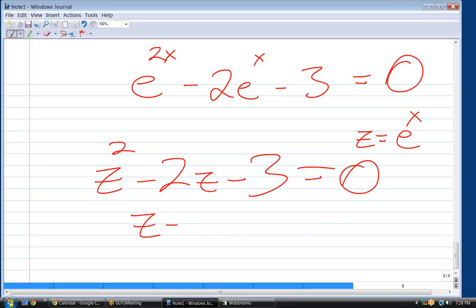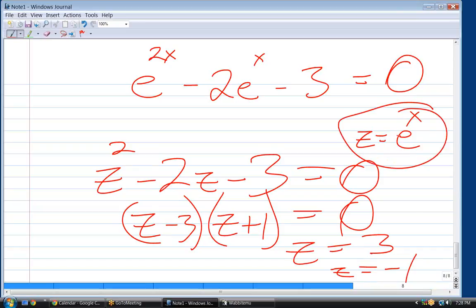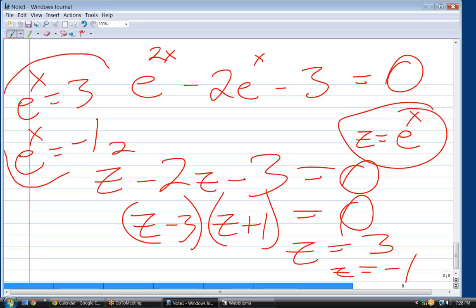Factor it to z minus 3 times z plus 1 equals 0, and I have z equals either 3 or z equals minus 1. Now I go back up, resubstitute, so I've got two equations to solve, either e to the x equals 3 or e to the x equals minus 1. Those are the two equations to solve. Which one of those is impossible?